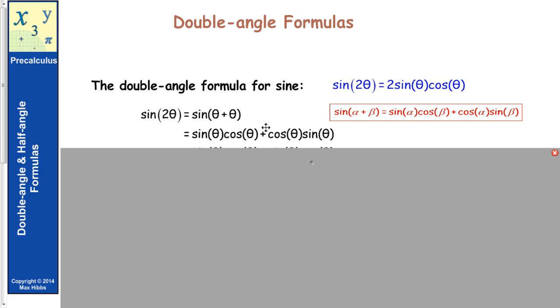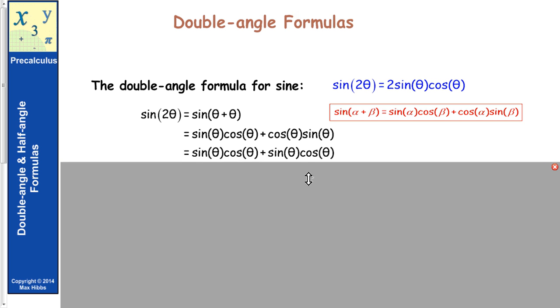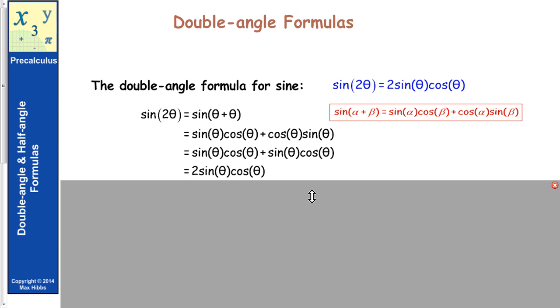And then we notice that cosine theta times sine theta could be written as sine theta times cosine theta, which matches exactly what we have in the first position. And so when we notice that those are exactly the same, we can combine them by saying that we have 2 times the sine of theta times the cosine of theta. So it's a very easy derivation, but one that's very important.